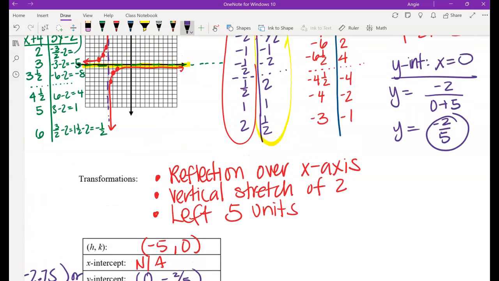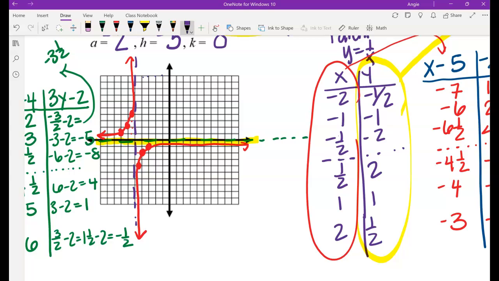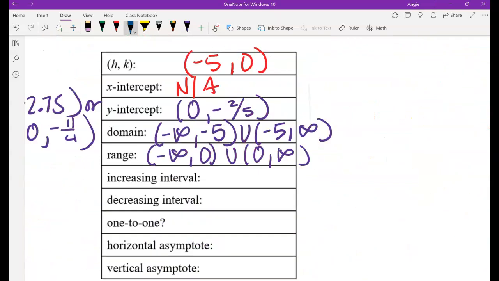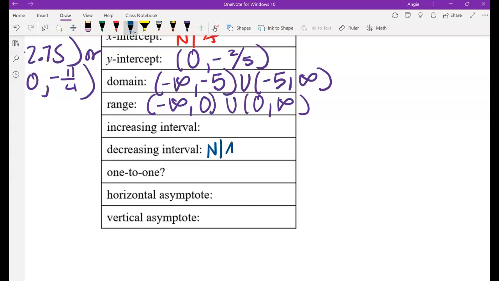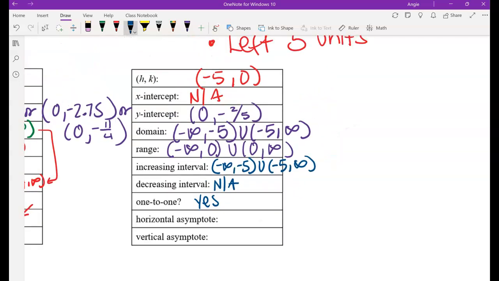Increasing or decreasing, let's go figure that out. If we were to go from left to right, looks like we are going up, so that's going to be increasing. Same thing with this. If we go from left to right, we are going to go up, so the entire thing is going to be increasing, and decreasing, it's NA. And remember, increasing is going to match your domain, so it's going to say the same thing as your domain. Oops, I need space, so that's going to go like that. 1-to-1, definitely.